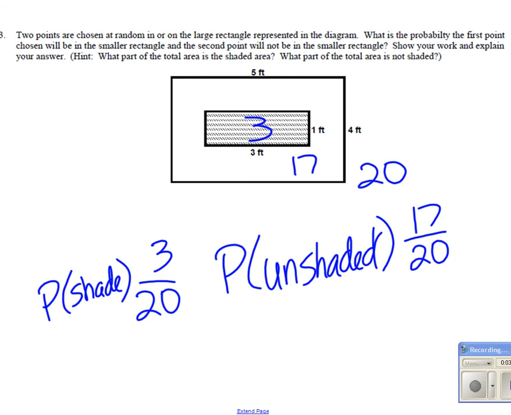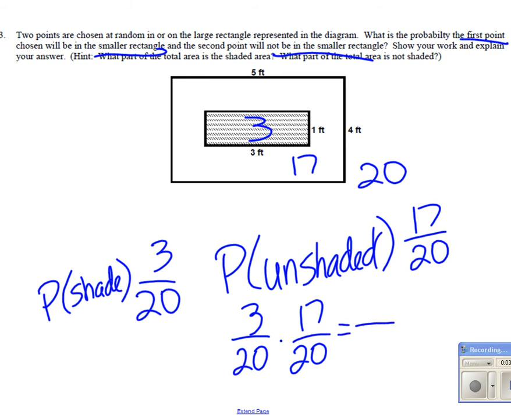That's not the answer. Those are the individual probabilities, but it says we want the first point to be in the shaded and the second point to be not in the shaded. So what do we have to do with 3 20ths and 17 20ths? We have to multiply them together. So 3 over 20 times 17 over 20. I'll do the bottom. And then 17 times 3 is just 51. You can't simplify that, so you're done.